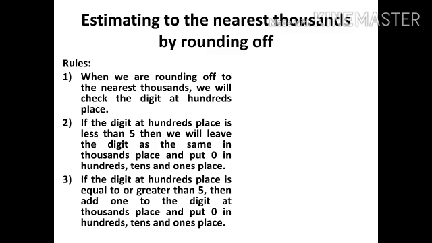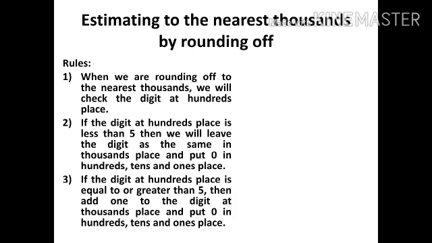Now, what about estimating to the nearest thousands? When we are rounding off to the nearest thousands, we will check the digit at hundreds place. If the digit at hundreds place is less than 5, then we will leave the digit as the same in thousands place and put 0 in the hundreds, tens and ones place.